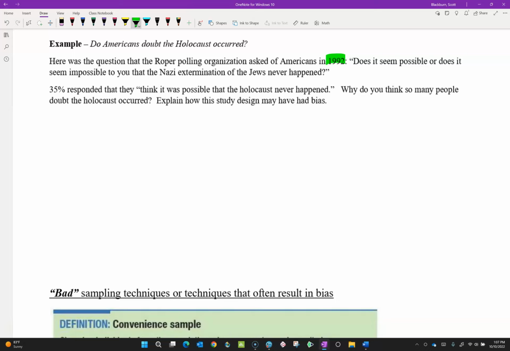And then I make you answer with pressure. Like, answer right now. Possible or impossible? And what most people do is like, well, hold on a second. Just slow down. Could you read that to me like 3 more times so I can understand the question? Does it seem possible, or does it seem impossible to you that the Nazi extermination of the Jews never happened? Even though I've done this question many times, I still have to slow down. I believe the extermination of Jews happened. So do I answer possible or impossible? Does it seem possible that it never happened? No. So I have to guess impossible. Okay?